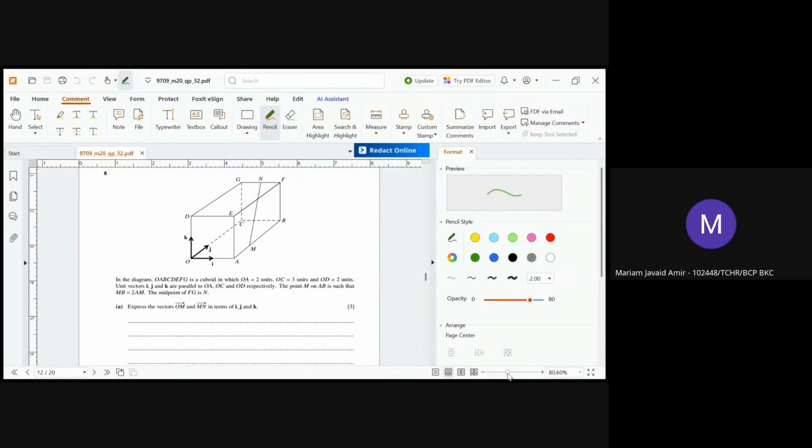In the diagram, OABCDEFG is a cuboid in which OA is 2 units, OC is 3 units and OD is 2 units. Unit vectors i, j, k are parallel to OA, OC, and OD respectively. The point M on AB is such that MB is equal to 2 times AM. The point N is the midpoint of FG. Express OM and MN in terms of i, j, and k.